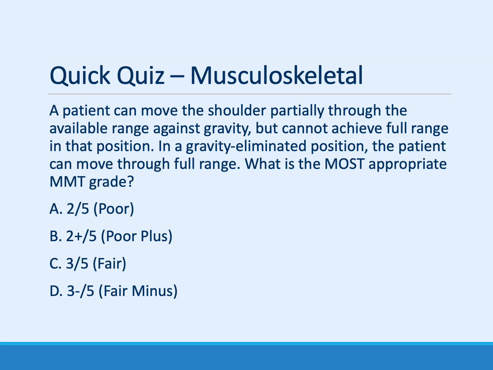So let's check out another question. A patient can move the shoulder partially through the available range against gravity, but cannot achieve full range in that position. In a gravity-eliminated position, the patient can move through full range. What is the most appropriate manual muscle testing grade?